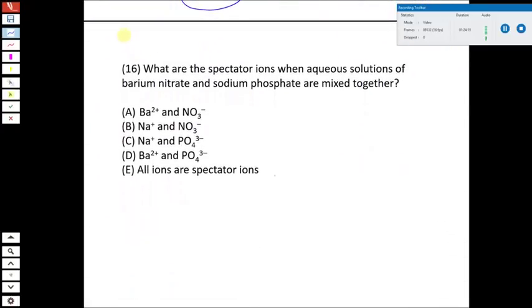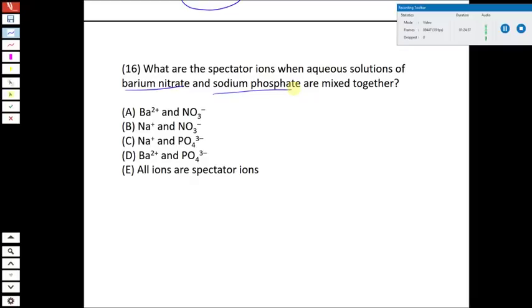So number 16. All right, this is a similar type of question. We're dealing with solutions of ionic compounds and predicting spectator ions. So we have a reaction between barium nitrate and sodium phosphate, and we want to know if there are any spectator ions or if all of them potentially are spectator ions.